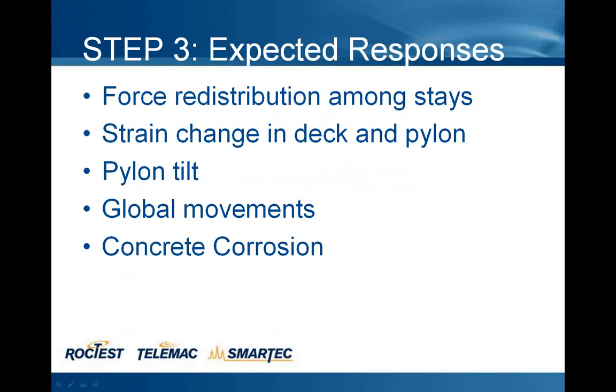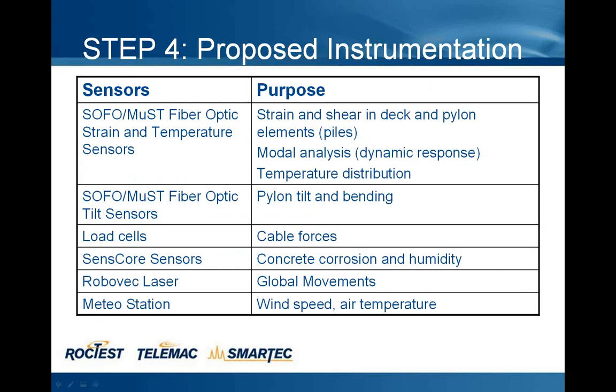Step 3 was to identify the expected responses of the structure to those risks, and the expected responses were to have a redistribution of forces among the stays, a change of strain in the deck and the pylon, a tilt of the pylon, a global movement of the bridge, so deck movement and pylon movement, and corrosion of the concrete. So these have been identified as the expected responses. And based on that, we can move to step 4, which is to propose an instrumentation system.